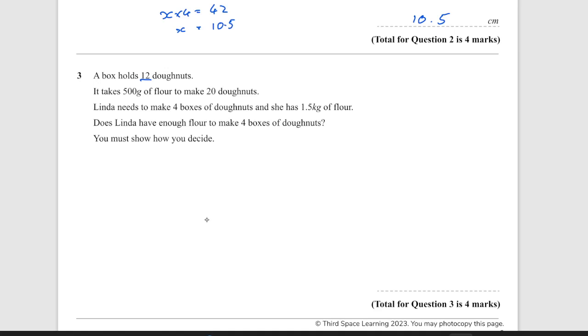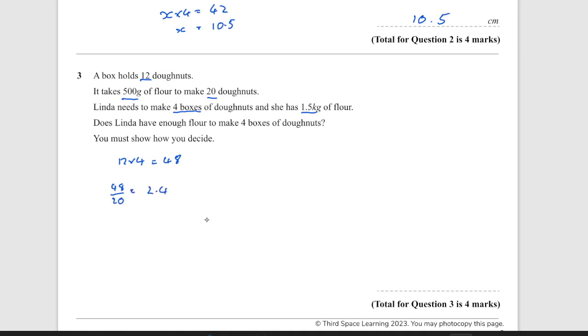So box holds 12 donuts. It takes 500 grams of flour to make 20 donuts. Linda needs to make 4 boxes of donuts, and she has 1.5 kilograms of flour. Does Linda have enough flour? So I'm going to say how much flour does she need? We want to make 12 times by 4, so 4 boxes of 12. So we want to make 48 donuts. So 48 divided by 20 is going to be equal to 2.4.